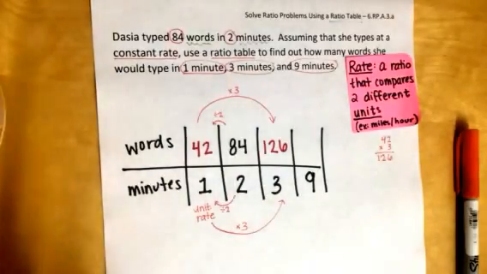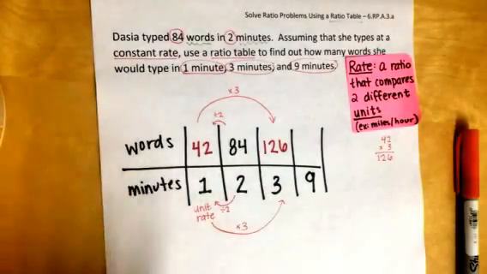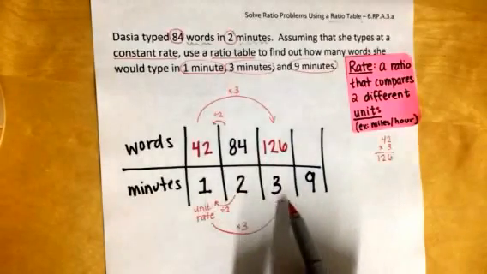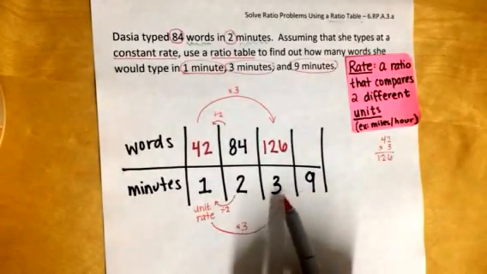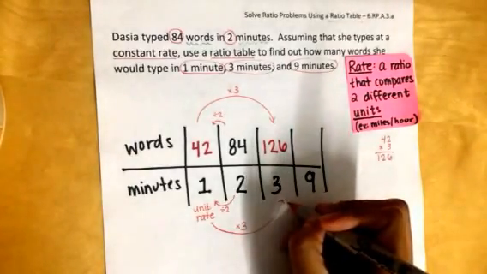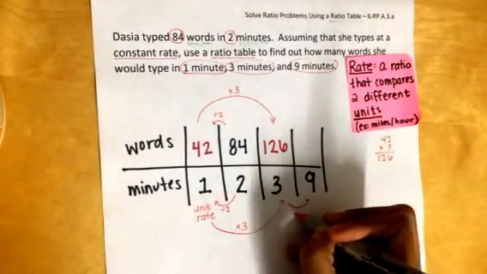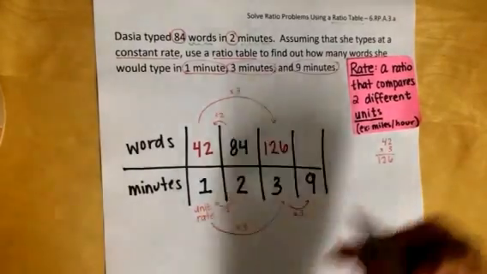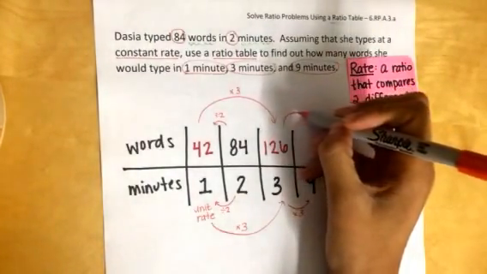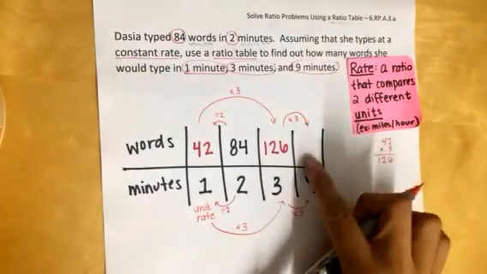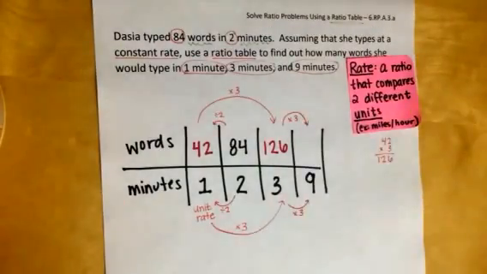We just need to solve for how many words she can type in 9 minutes. We don't need to go back to our unit rate, although you can, because 3 and 9 are compatible numbers. 3 goes into 9 an even amount of times. So I can multiply 3 times 3 to get 9, which means I'm going to do the same thing on the top. 126 times 3 is going to give me this piece of information right here.